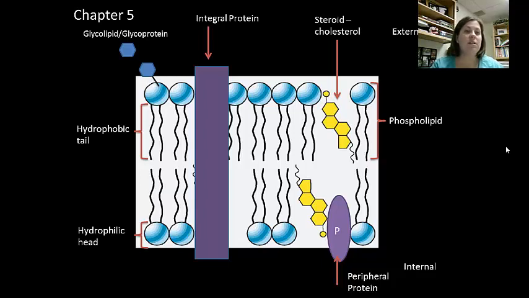Also, make sure you know the difference between hydrophobic and hydrophilic. This will be a potential short answer. Remember, hydrophobic molecules do not like water. That's like your fats. Hydrophilic do like water, and that's like the hydrophilic heads you see here in the picture.